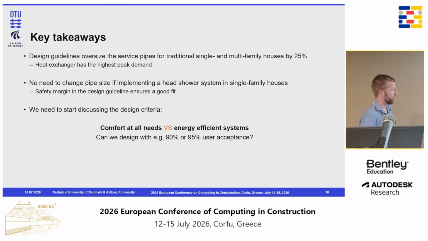But I want to discuss the design criteria in the future. Do we need to deliver comfort at all needs? So all are happy all the time, even that one day of the year for 30 seconds, they are happy also. Or do we need to look into energy efficient systems? Maybe we can start to design with 90 percent or 95% user acceptance. So maybe user acceptance should be included.